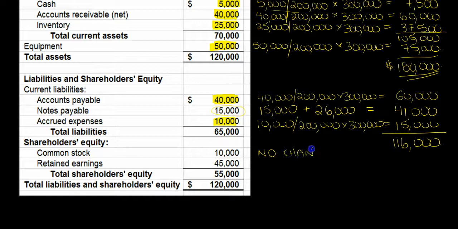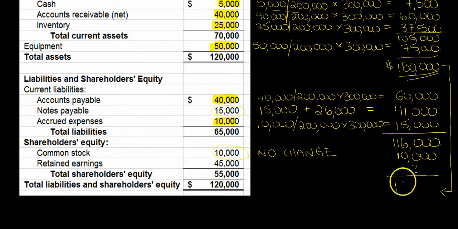Okay. Now with common stock, we're just going to assume that that does not change. So we're just going to take that 10,000. Okay. Now with retained earnings, we can do this two different ways. In order to find out my retained earnings, we know that assets always equal liabilities and shareholders' equity. So we know that this bottom part of the balance sheet has to equal 180. So what you can do is take the 180 minus the 116 and minus the 10, and that will balance out this part. So my retained earnings is 54.